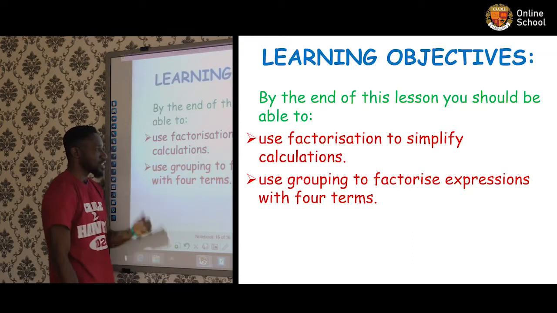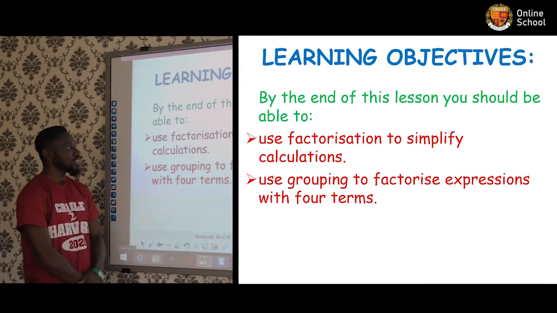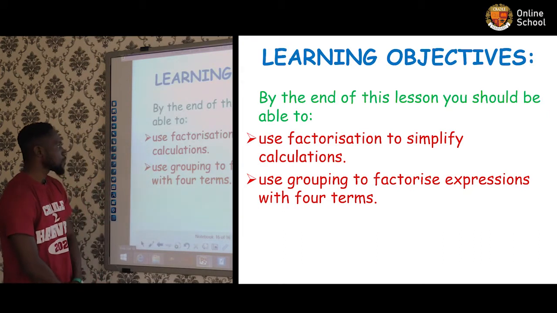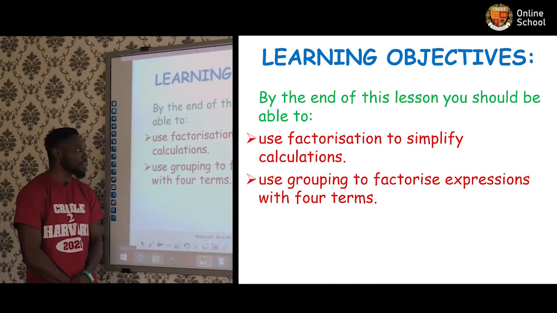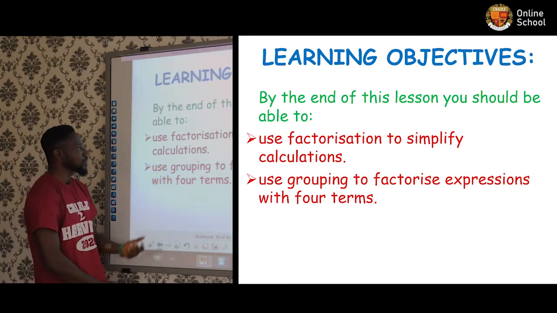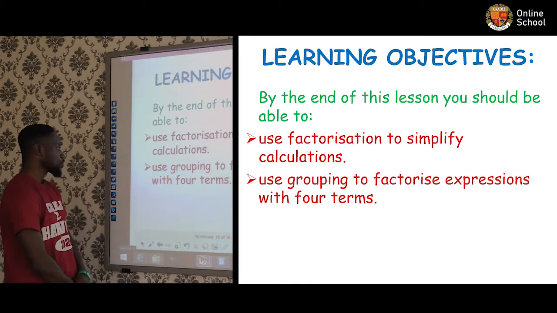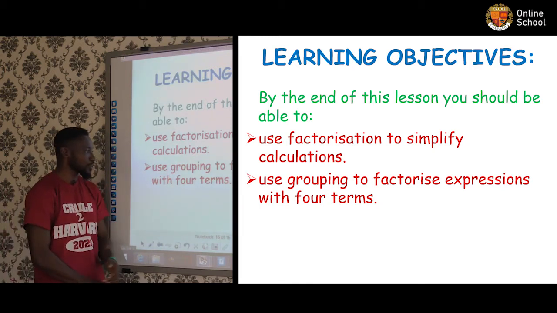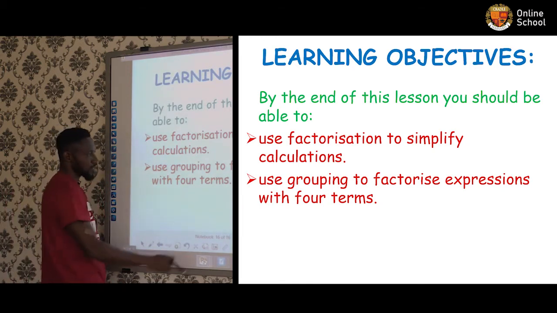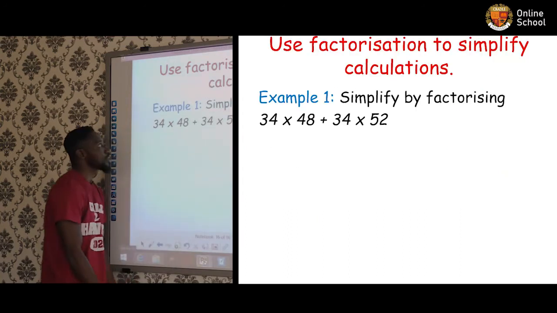We started from our last class, but today, by the end of this lesson, you should be able to use factorization to simplify calculations, and also you should be able to use grouping to factorize expressions with 4 terms. And let's go into the lesson proper.